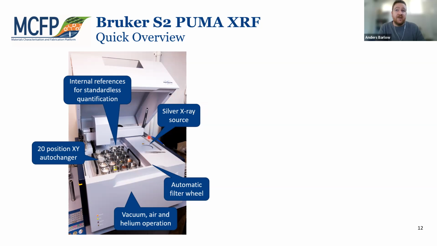It is a silver X-ray source. It has an automatic filter wheel and vacuum, air, and helium operation. So we can run powders in air, for example, or in helium as well. There needs to be a really good reason to run with helium, just because it's so expensive. But for solid samples and pressed pellets, you're always best to run in vacuum because you will get better results. So as much as possible, we really want to prepare samples so that they can run under vacuum.